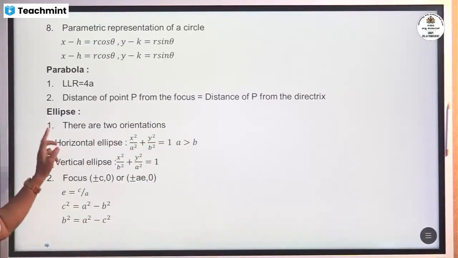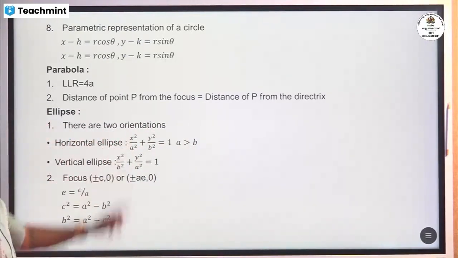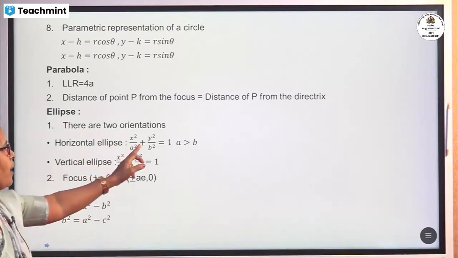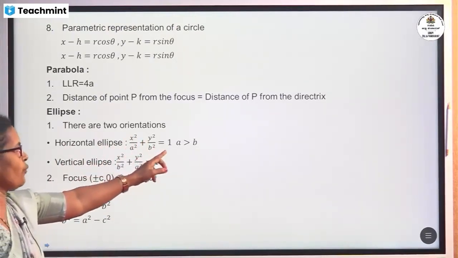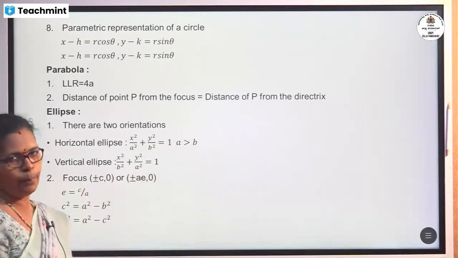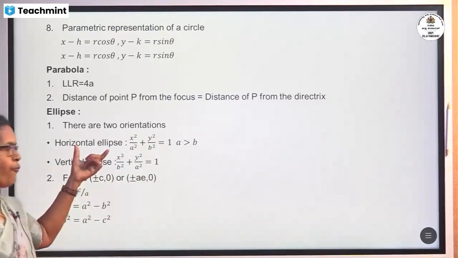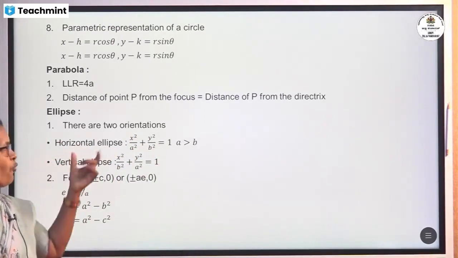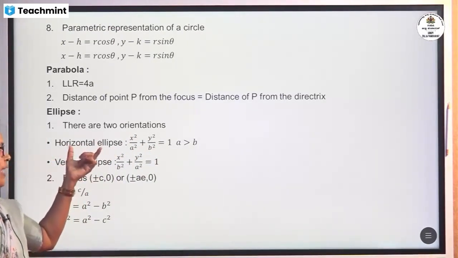In an ellipse, there are two orientations. Horizontal ellipse: x square by a square plus y square by b square equals 1, when a is greater than b. Here the foci lie on the x-axis.